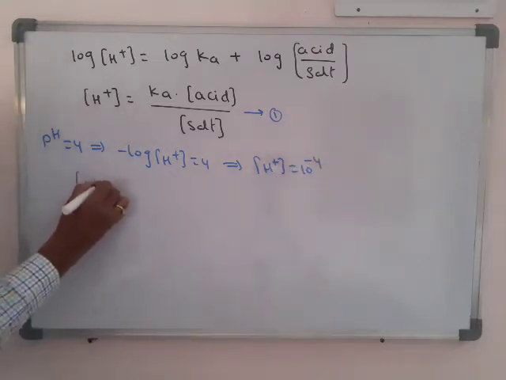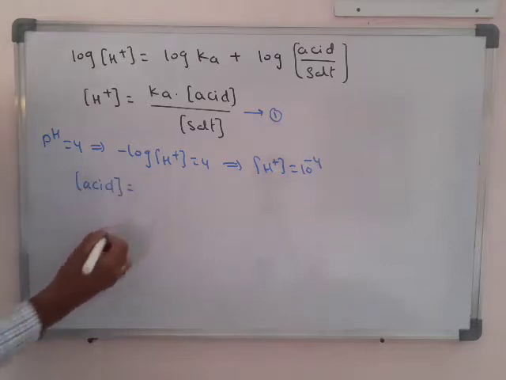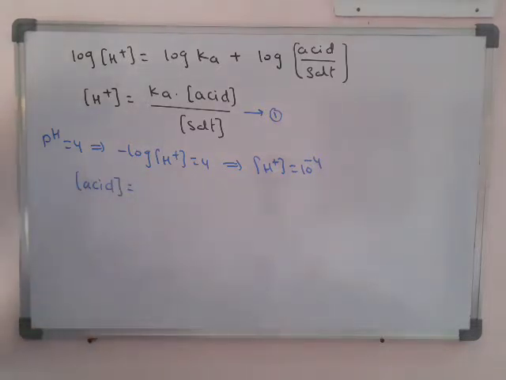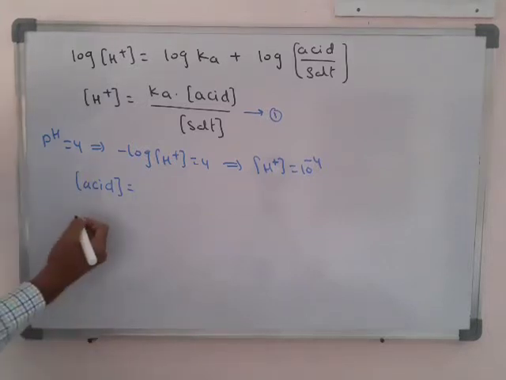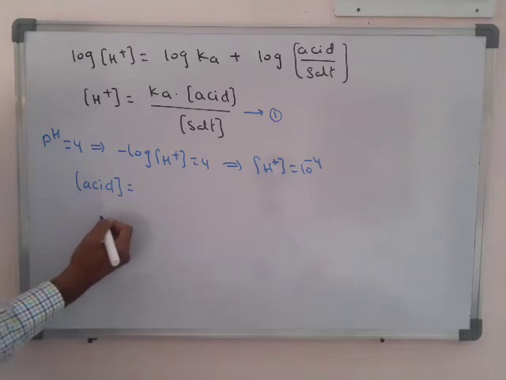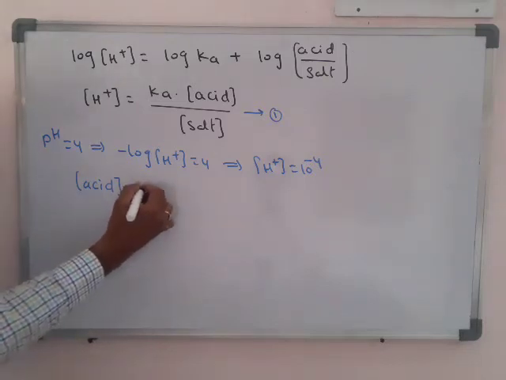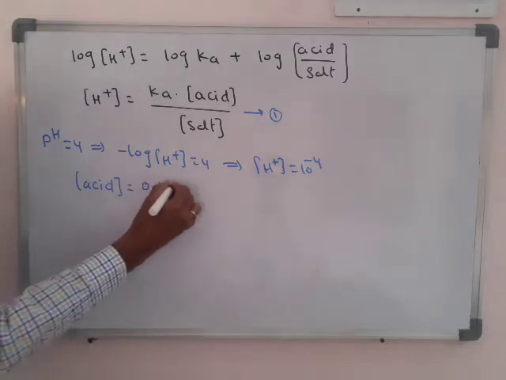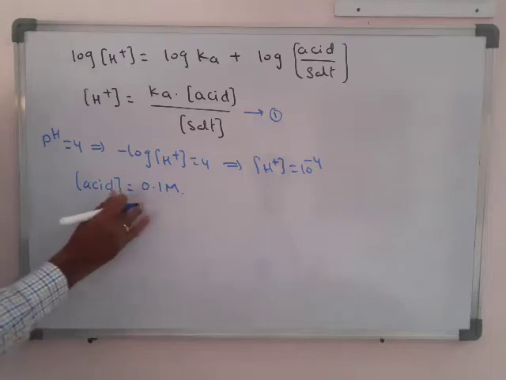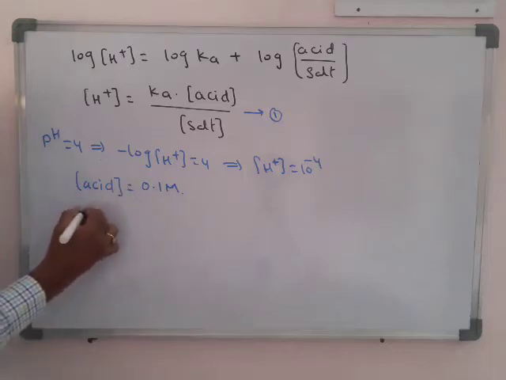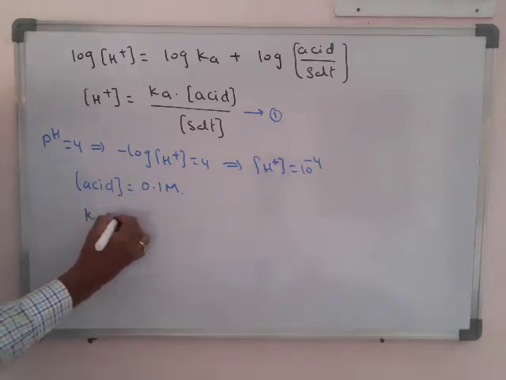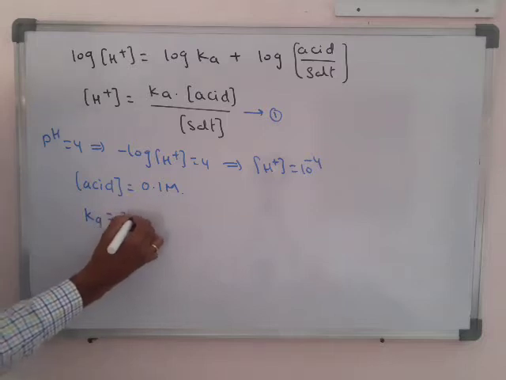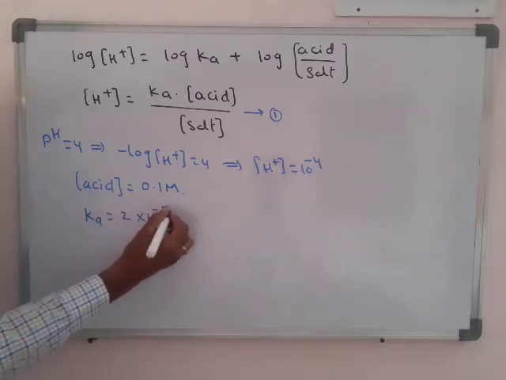So what is the acid concentration? The acid concentration is given as 1 liter of 1 by 10 M. In terms of molarity we can say 0.1 M. 1 by 10 is given, we just write it as 0.1 M. We know the Ka value also. Ka is given directly as 2 into 10 power minus 5.